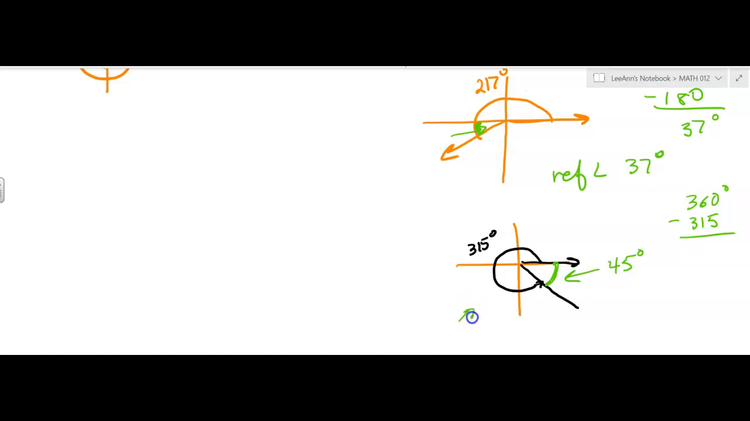Whether you're in the 3rd quadrant, then you're going to go this way to the x-axis. If you're in the 4th quadrant, you're going to go this way to the x-axis. If you're in the 2nd quadrant, you're going to go down that way, right? We did that in the first example, to the x-axis. If you're in the 1st quadrant, you're already a reference angle, so you're your own reference angle.